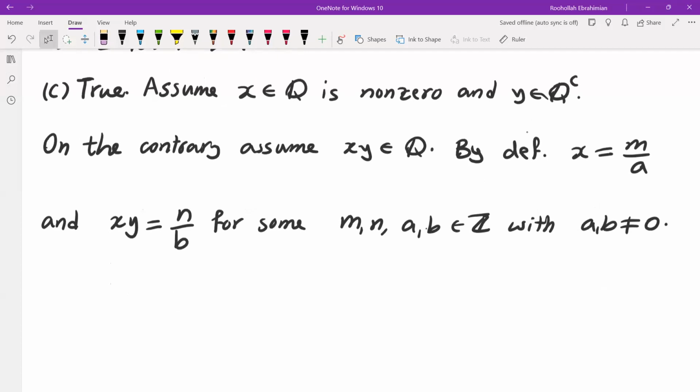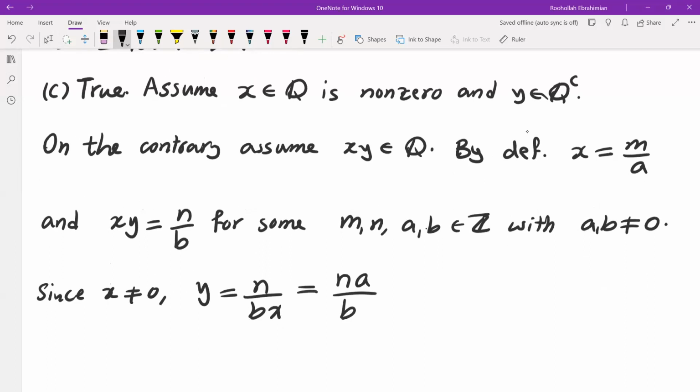Now we're going to evaluate Y from here. In order to evaluate Y, we need to divide by X. Since X is non-zero, Y becomes N over BX. And if I substitute X in here, I get NA over BM.